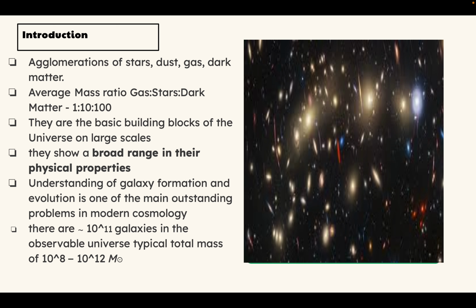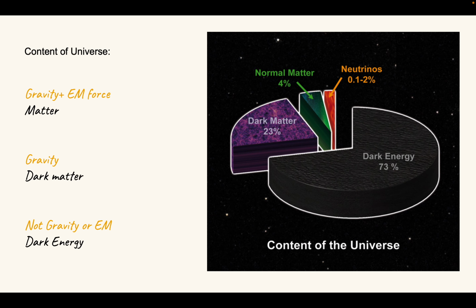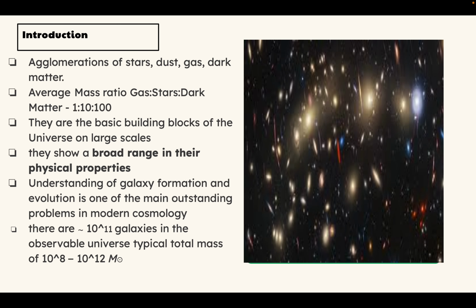It is believed that there are about 10^11 galaxies in the observable universe. Each galaxy has a typical mass of about 10^8 to 10^12 solar masses. Here in the figure you can see different kinds of galaxies. This figure is zoomed so much.